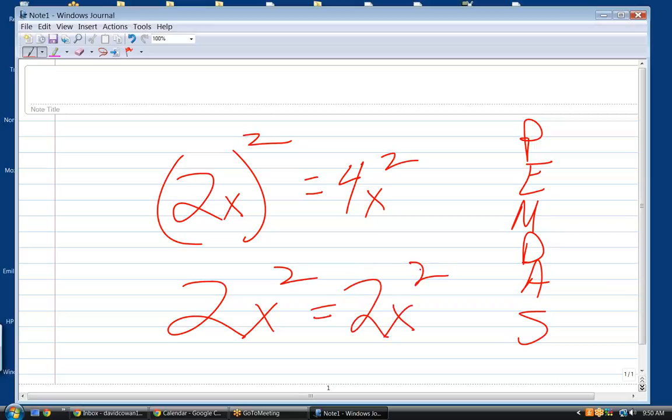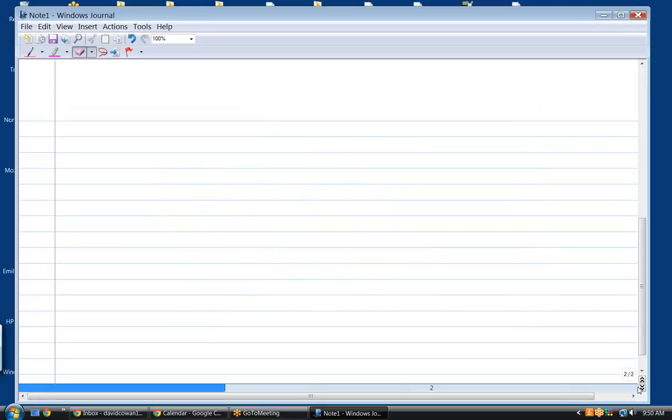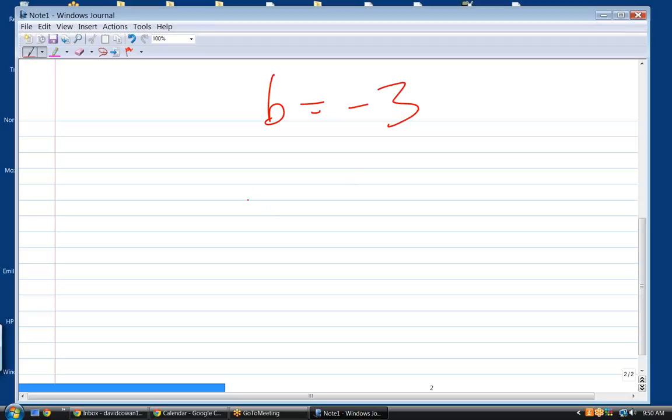In other words, this 2 does not affect this 2 because there was no parentheses around it. Okay. Okay? So let's go on. Let me see if I can find some. All right. Let's make sure that you don't have any problem doing direct substitution.